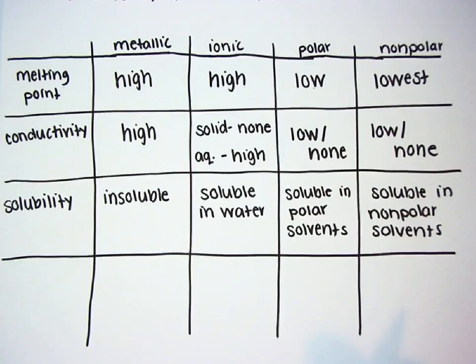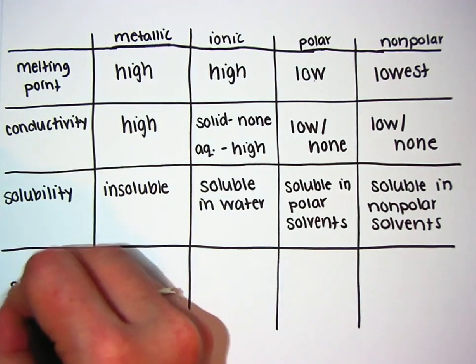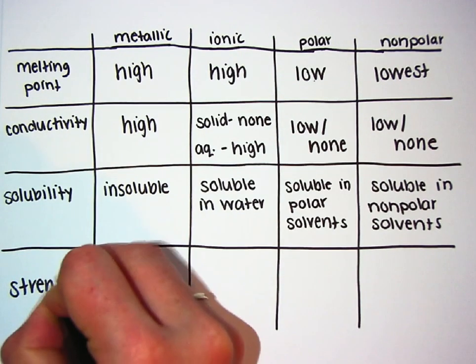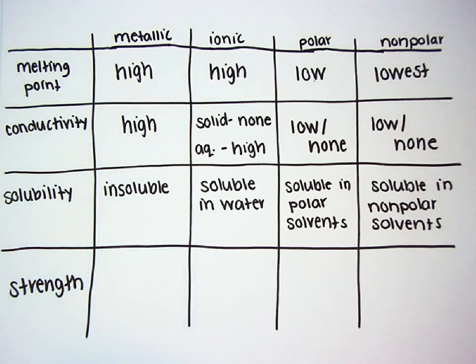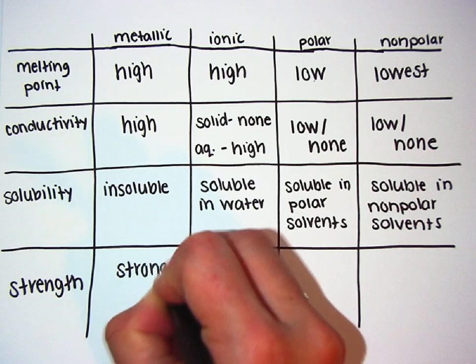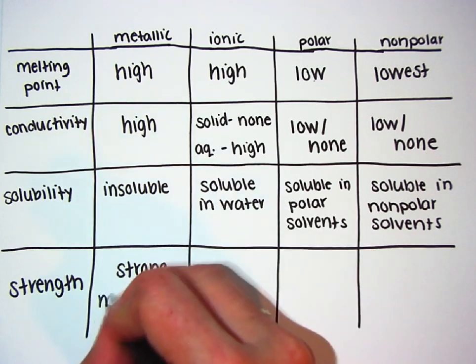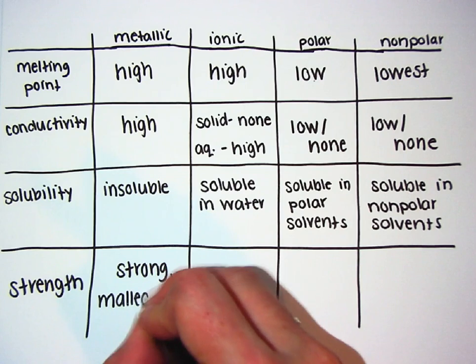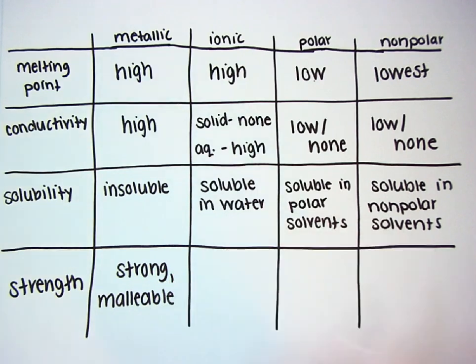Lastly, let's talk about the overall strength or malleability. Malleability or brittleness depends on the strength. Metallic bonds are strong and malleable. If we were to hit a metal with a hammer, we can get it to flatten out. Those delocalized electrons are free to move among all of those metal cations, allowing it to be molded into various shapes.